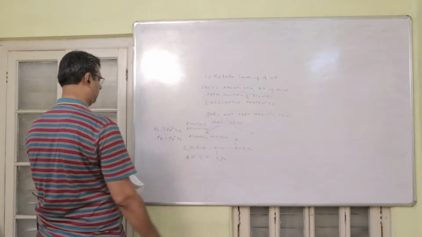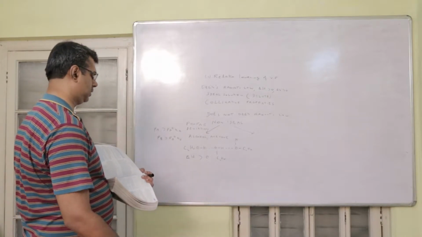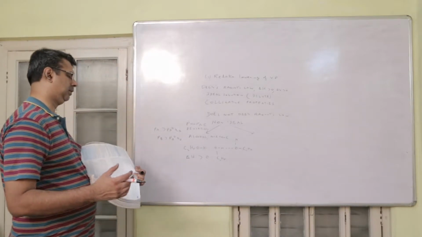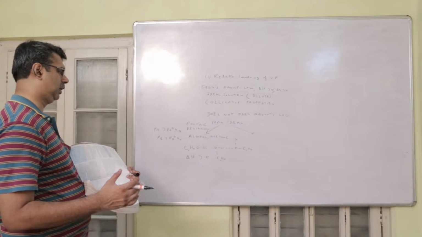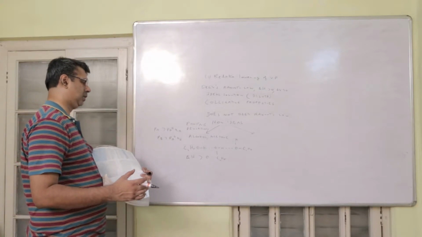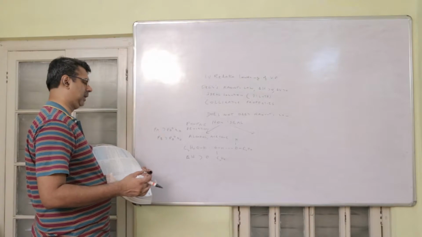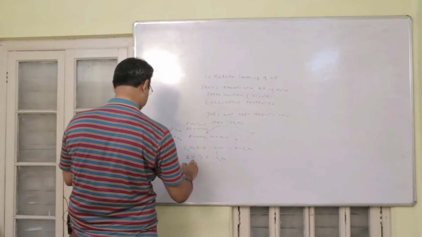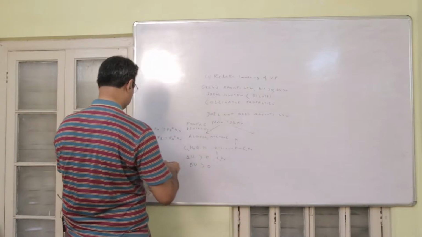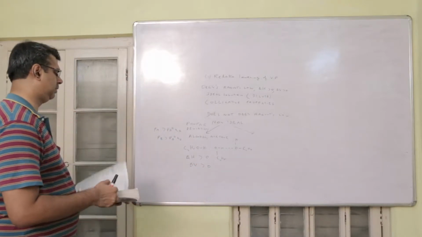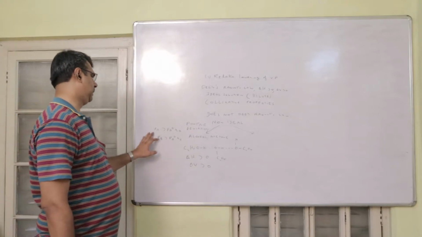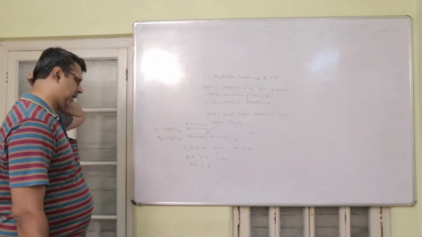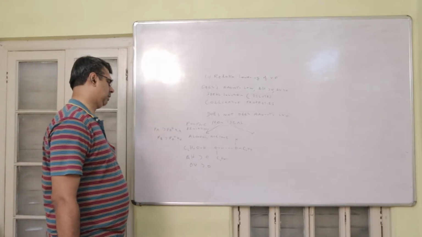Similarly, before the mixture was formed, the interactions were greater, so the molecules were held together more tightly. So there was a compactness, but after mixing, the interactions have become poor. So that's why there is a change in volume. In fact, there is an increase in volume. So in positive deviation, after mixing, PA is greater than PA0 into XA, PB is greater than PB0 into XB, delta H is positive, delta V is positive.